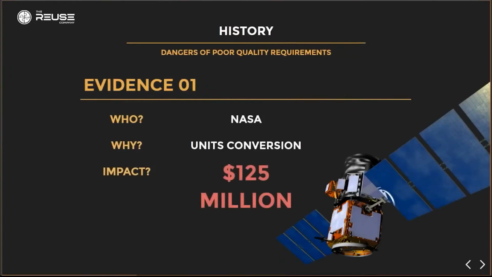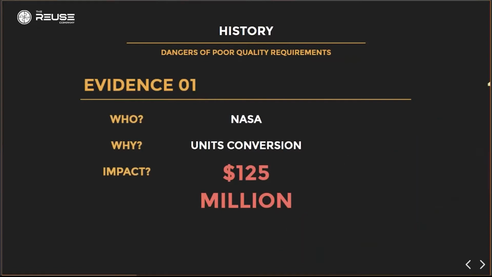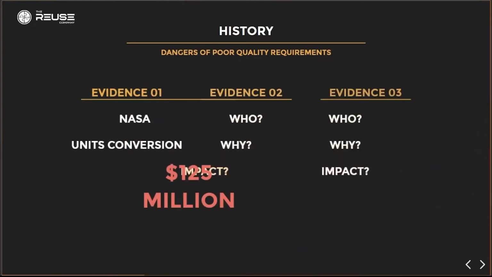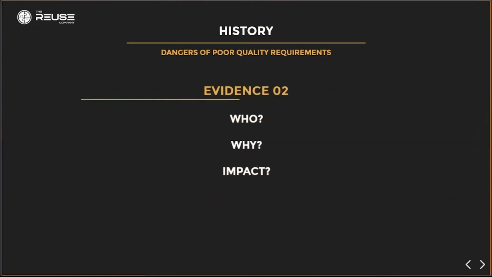NASA had a Mars climate orbiter which had a series of problems. It burned in the Martian atmosphere, and it was due to a failure when converting from the English to the metric system, and it cost a total amount of $125 million, right? So for a metric conversion failure, we have more than $100 million in terms of investment. So with this, we conclude the first evidence. We'll take a look at the second one.